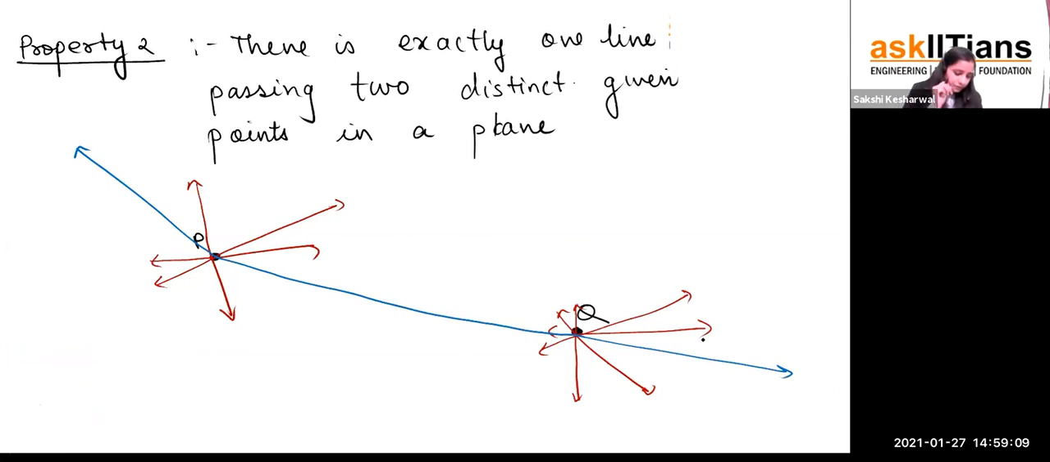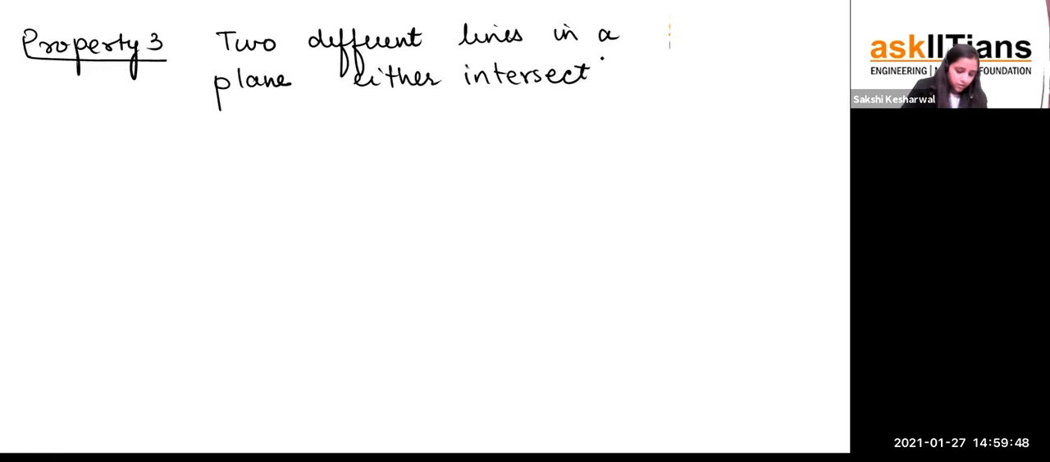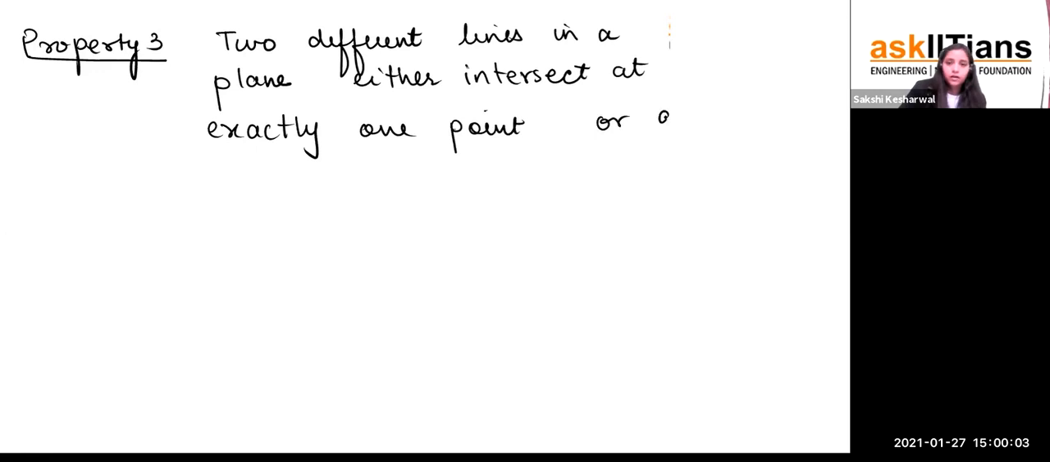Now coming to property 3. Two different lines in a plane either intersect at exactly one point or are parallel.